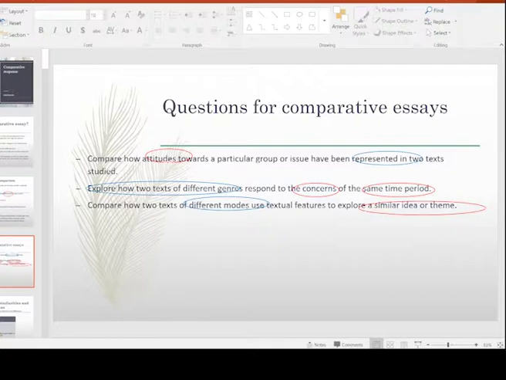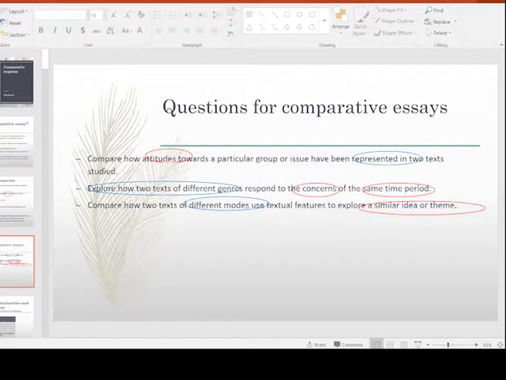You could get a question like this and you would be able to compare Exit West and the text you're studying, because you'll say the attitudes towards a particular group, which in Exit West is the attitudes towards the poor, and then your other text might be towards the refugees. And then it will say represented in two texts. So represented means the conventions. They want you to look at the way those texts have explored those ideas, how they've made us feel sorry for the refugees or the poor that are in those texts.